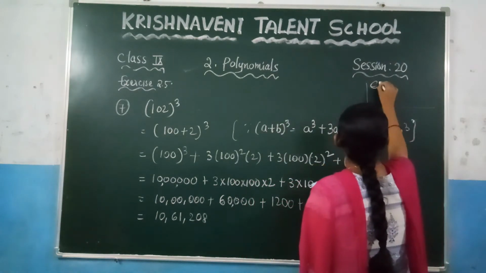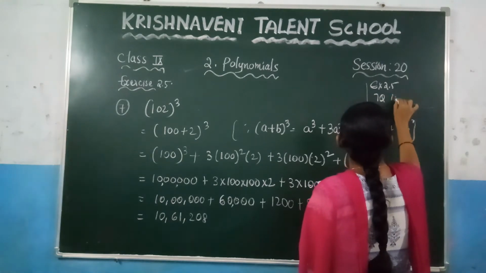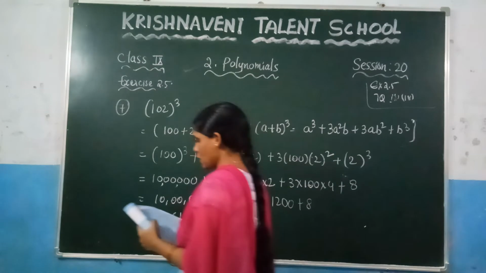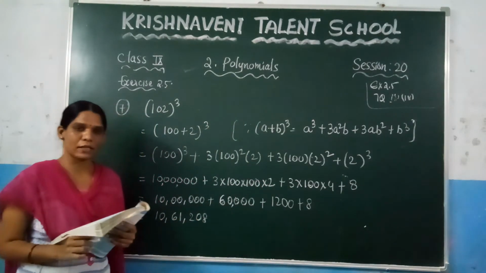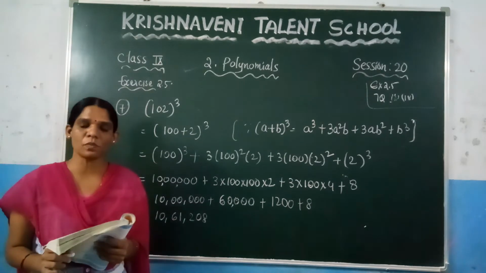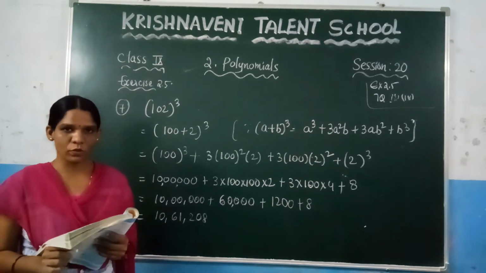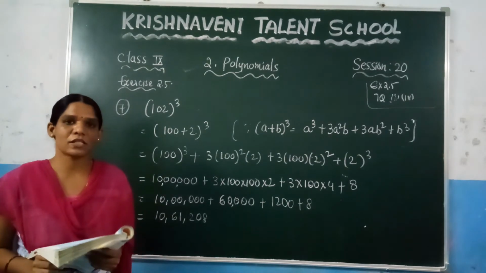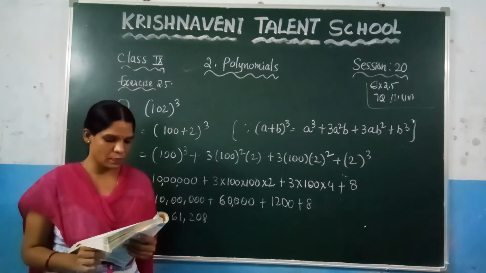In exercise 2.5, in the 7th question, you can do the 3rd one and 4th one as homework. What is the 3rd question given here? 998 whole cube. You can write this as 1000 minus 2 whole cube and again expand it, which is in the form of a minus b whole cube. Similarly, the 4th one, 1001, you can write as 1000 plus 1 whole cube, and it is in the form of a plus b whole cube. You can expand that one.